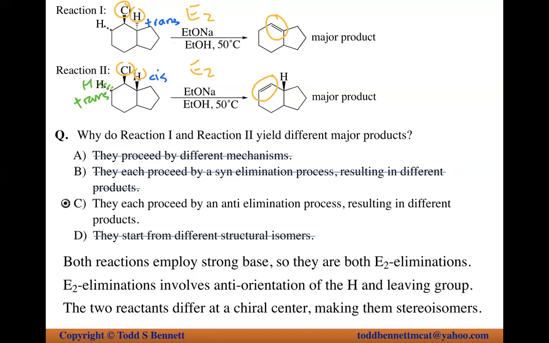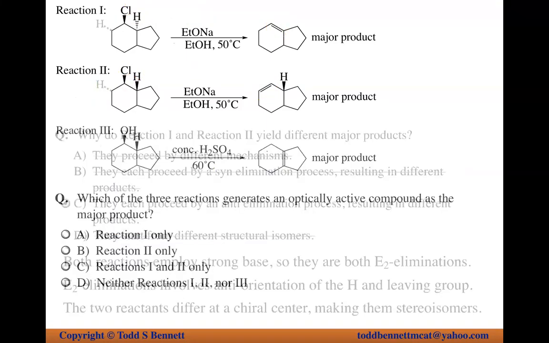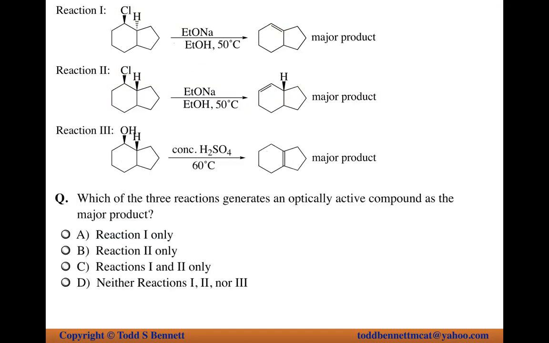So trans can become anti. I'm calling it trans and cis because it's this drawing, but if I drew it in the chair, I would actually see the anti when it's trans. Ooh, another question. It seems like the same set of reactions over and over. So which of the three reactions generates an optically active compound as major product?